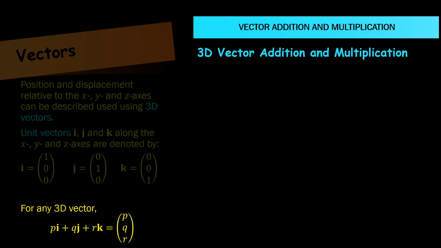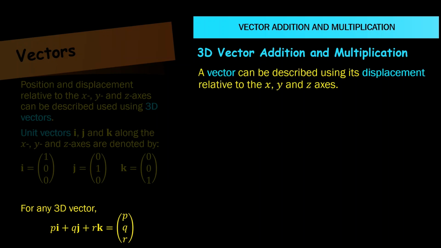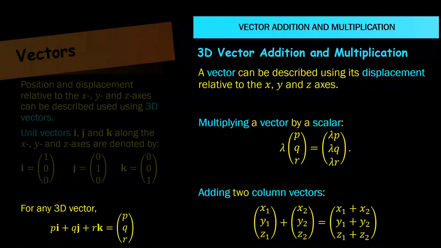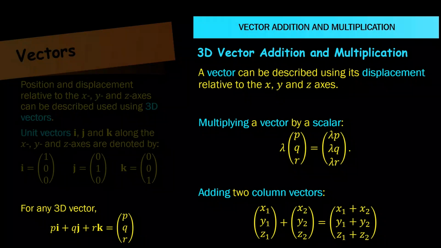3D vector addition and multiplication use the same principles as 2D vector addition and multiplication. A vector can be described using its displacement relative to the x, y, and z axes. Multiplying a vector by a scalar, we have lambda times (p, q, r) equals (lambda p, lambda q, lambda r). Adding two column vectors gives us (x1, y1, z1) plus (x2, y2, z2) equals (x1 plus x2, y1 plus y2, and z1 plus z2), as shown here.